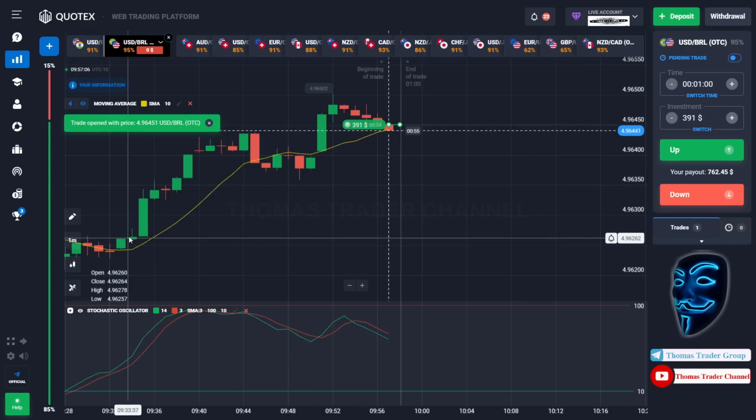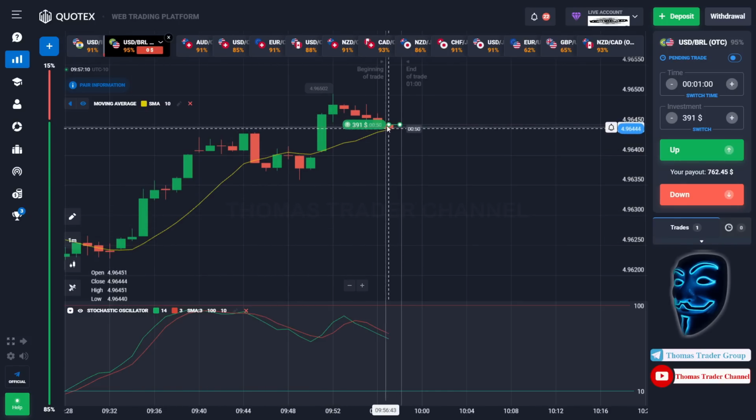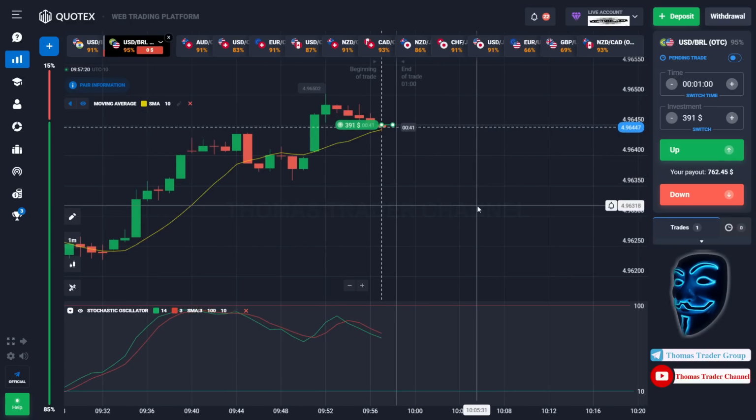As you can see, the market is going bullish and the market is touching the moving average line. When the market touches the moving average line, the market will make a rebound and it will continue the bullish trend. Let's prove it and let's wait till the end of our trade.